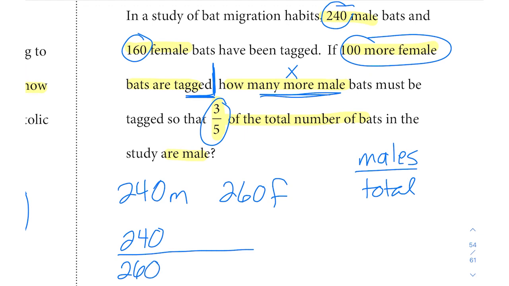But we want to set up our initial ratio. So I'm starting with 240 males. That's how many I have tagged so far. And then I'm starting with 260 females and 240 males for my total. So that's the total number of bats. Remember, it has to be males and females together in the bottom there. So here I have my males over my total.